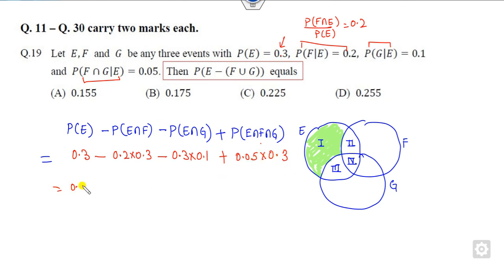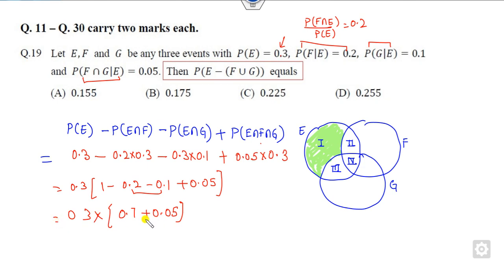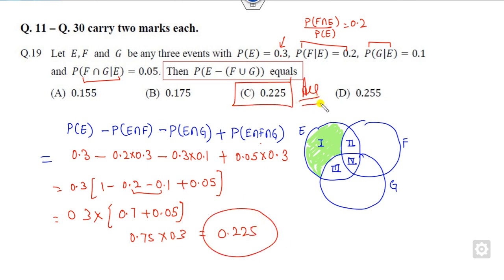So you can see 0.3 is common: 1 minus 0.2 minus 0.1 plus 0.05. So this is 0.3 times (1 minus 0.3, which is 0.7, plus 0.05). What is that? This is 0.75 into 0.3. So that will be 0.225, which is the right answer.